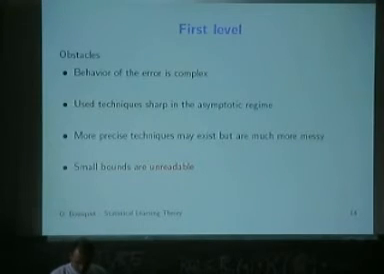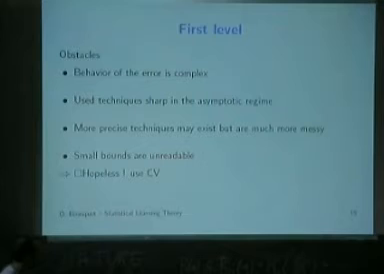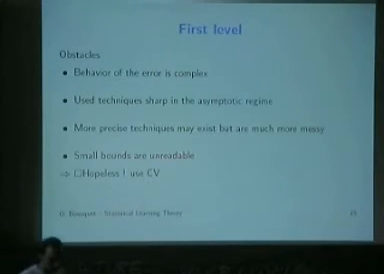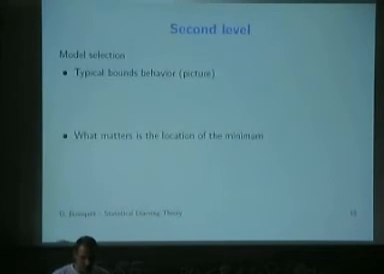So if you want to use them quantitatively, that's the answer: it's hopeless. Forget the bounds, use cross validation. Okay, so what else can I do with the bounds? So that's the second level.